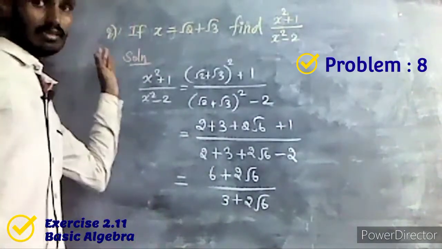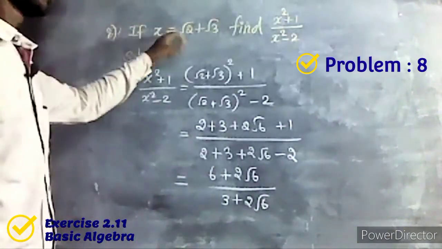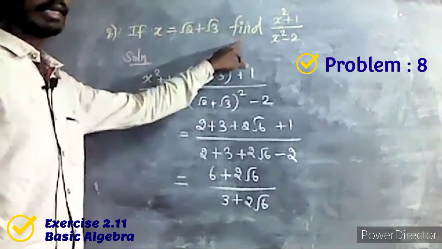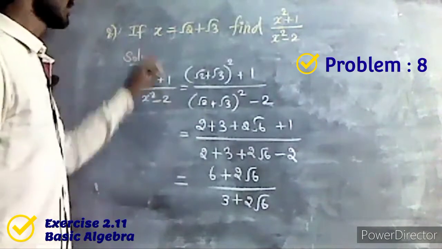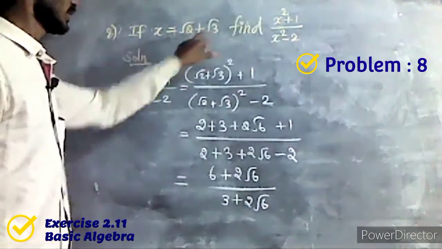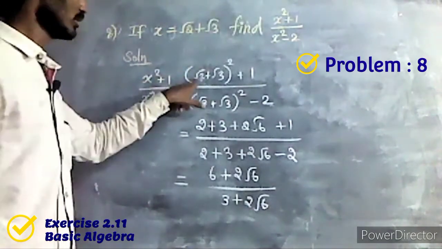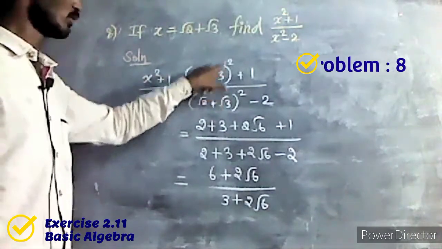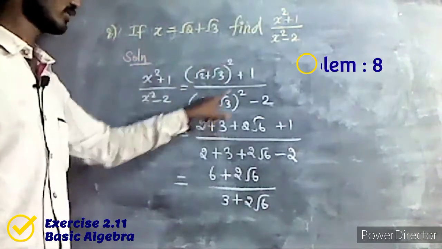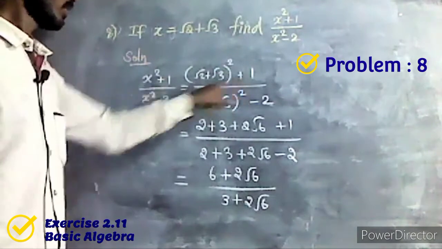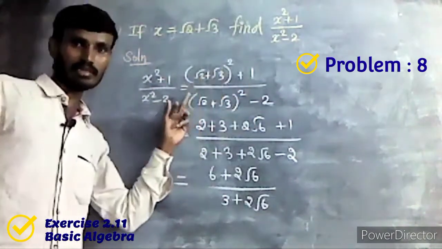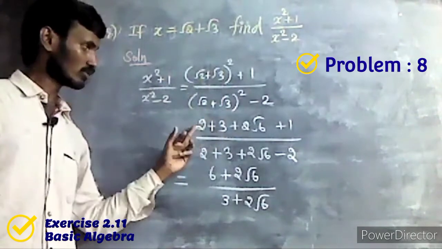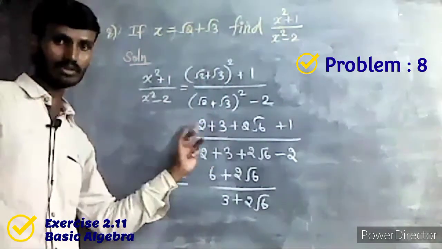This is question number 8. If x is equal to root 2 plus root 3, then find x square plus 1 by x square minus 2. Noted? X value is equal to root 2 plus root 3. So I can replace the x by using root 2 plus root 3 the whole square, because it is x square. Here also x square remaining, plus 1 and minus 2. This is a plus b the whole square. Therefore, the answer is a square plus b square: root 2 square plus root 3 square, that is 2 and 3.